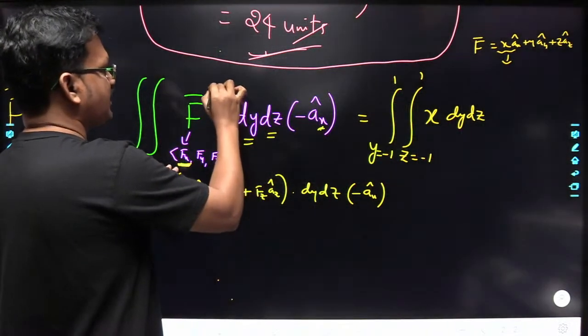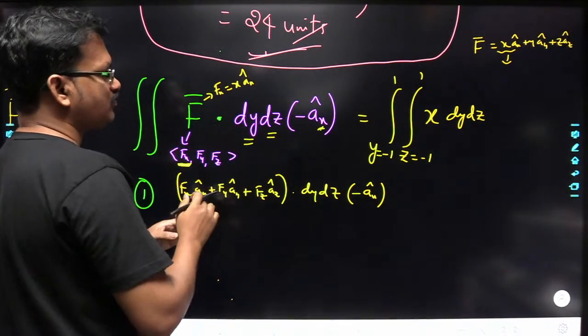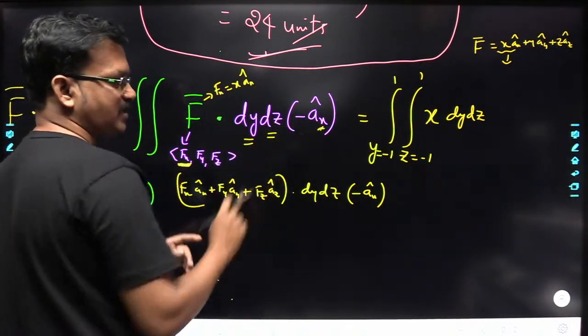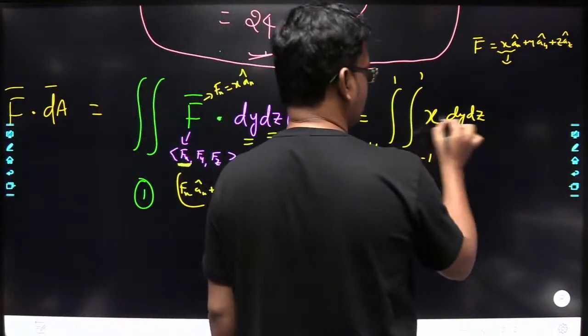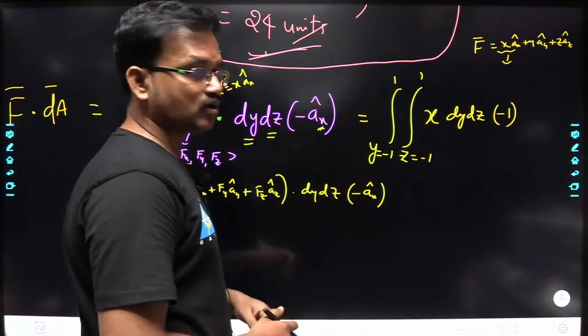If I consider only the x component, you have only the ax cap. So if you do the dot product, what are you going to get? x dy dz, ax cap dot minus ax cap becomes -1. So you are going to get -1 here. This is the expression you are going to get.